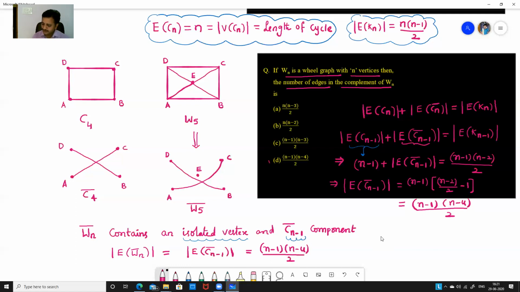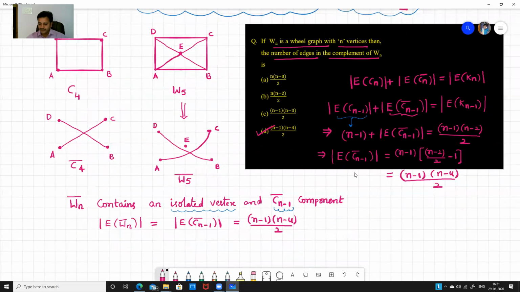What is the correct answer? Option D is the correct answer. Right? So this is the way you have to solve problems by using the properties of a complement of a graph. I hope you enjoyed this question. It's a very interesting problem. Unless you know the properties of wheel graph and complete cycle graph, you cannot answer this kind of problems. Right? Over? Right. Next question.